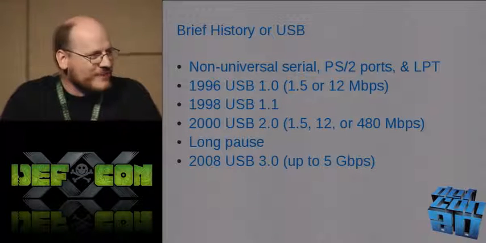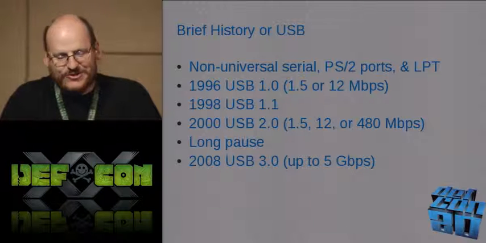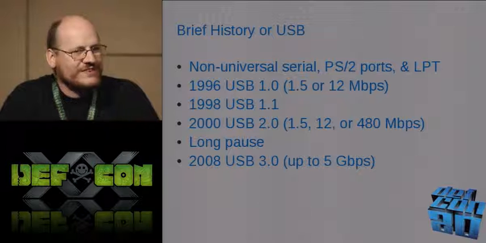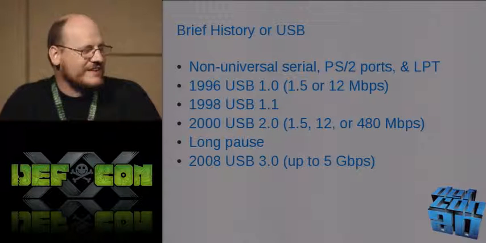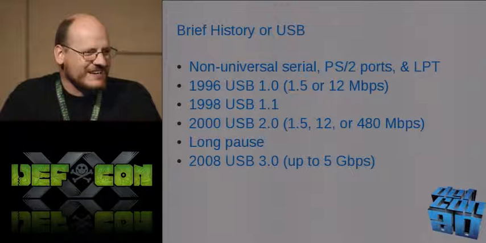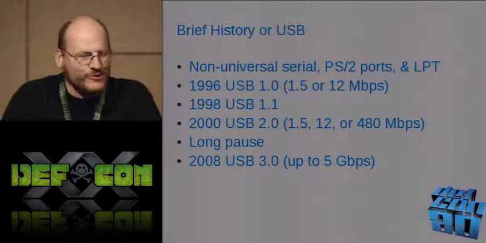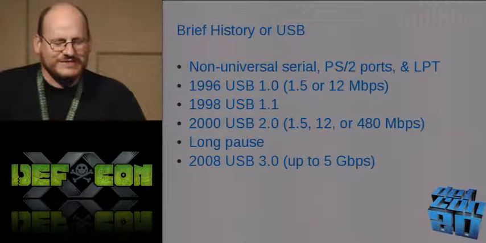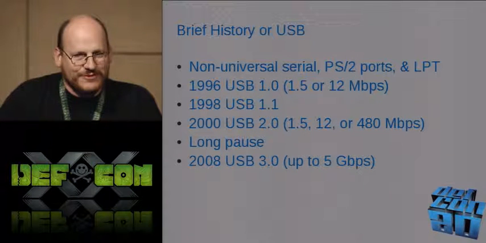Then they kind of took a break for a bit, and they came out with USB 3. We're starting to see some USB 3 devices now that are really getting out there, and they claim speeds of up to 5 gigabits per second. It's kind of like my cable modem internet. Yeah. Up to 15 megabits per second. Why is it I always get 3?